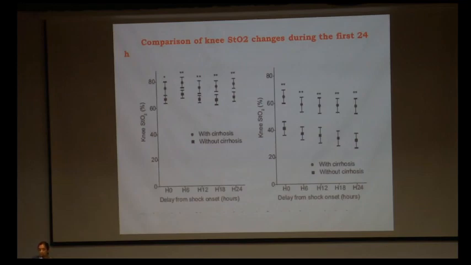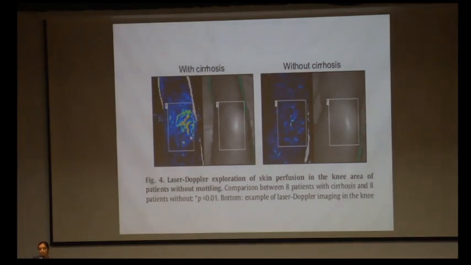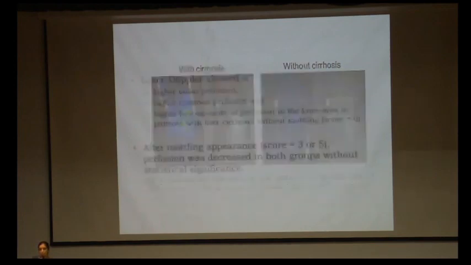Mottling may be a very delayed sign in these patients, if you consider it as a monitor of skin perfusion. This is the laser Doppler picture of the same study, where they have shown 8 patients in both the groups. In patients with cirrhosis, there is a presence of skin perfusion in spite of the presence of shock, and in non-cirrhotics, this skin perfusion is not present.